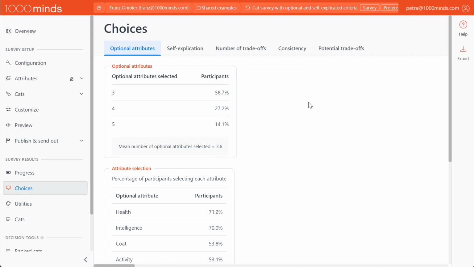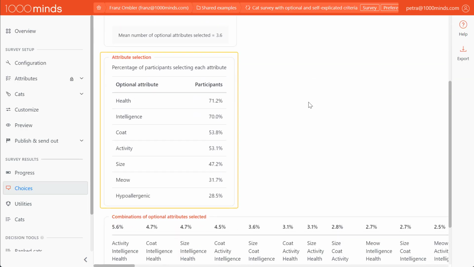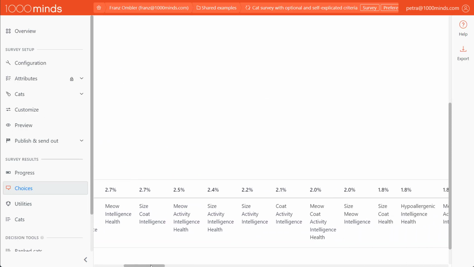On the Optional Attributes tab, we can view the number of optional attributes chosen by our survey participants. In this case, our survey asked participants to select 3 to 5 optional attributes, and most people selected only 3 attributes. The table below shows us which optional attributes were selected, and at the bottom of the page, we see which combinations of optional attributes were selected.